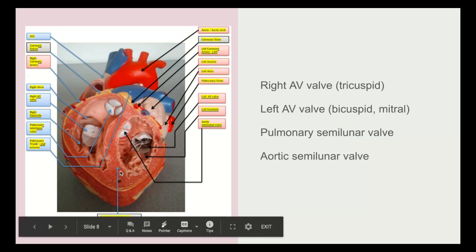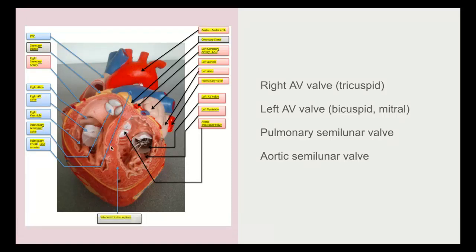And then just remember too that the interventricular septum, that's going to be lying right between the ventricles, and that's going to be what's separating them. So interventricular septum right there. Okay.